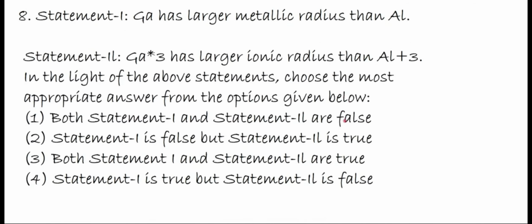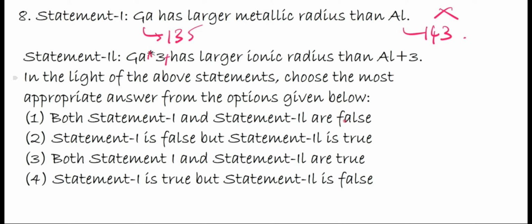Okay, so moving on to the next one. Gallium has a larger metallic radius than aluminium, and gallium 3 plus has a larger ionic radius than aluminium 3 plus. Upon comparing gallium and aluminium, it's given in your NCERT as well. The atomic radius of gallium is 135, and if you're taking aluminium, then that is 143. So this is not a correct statement.